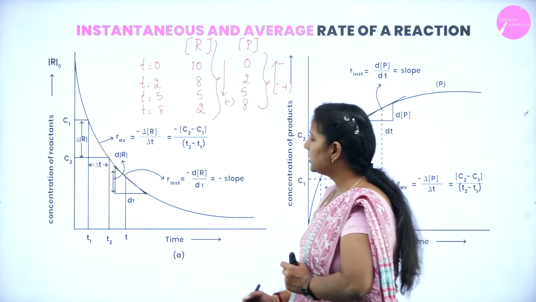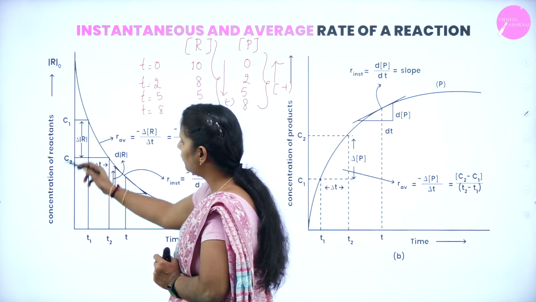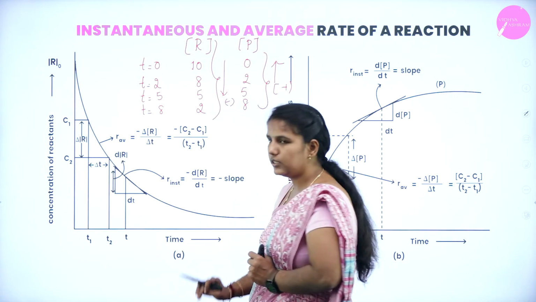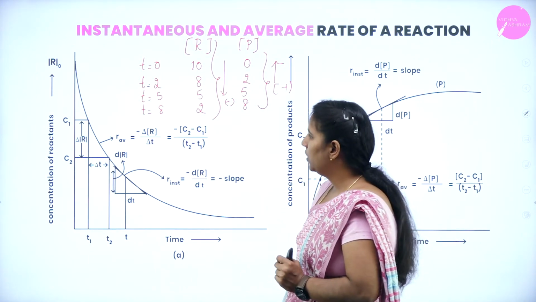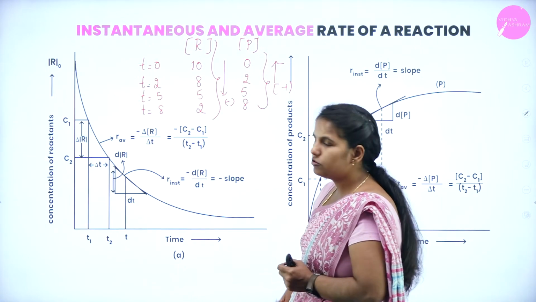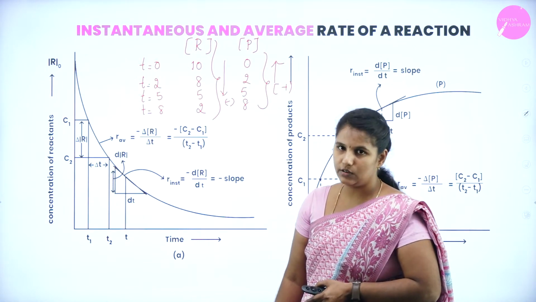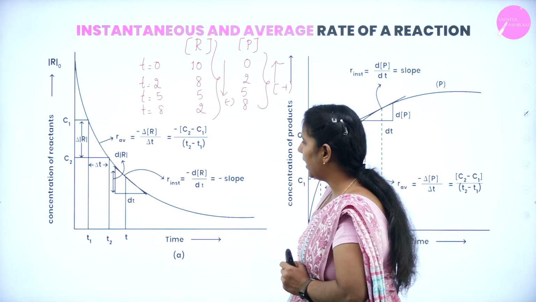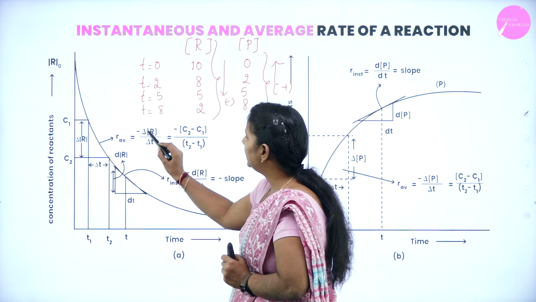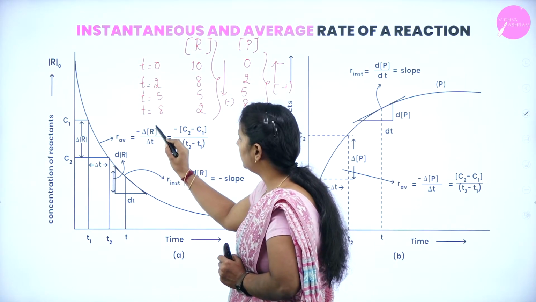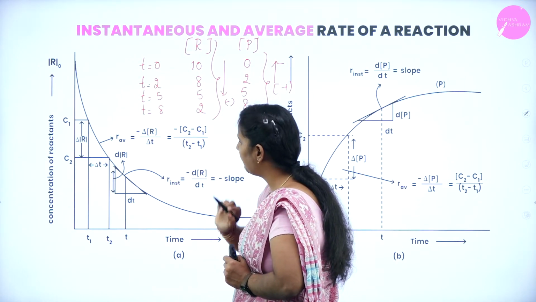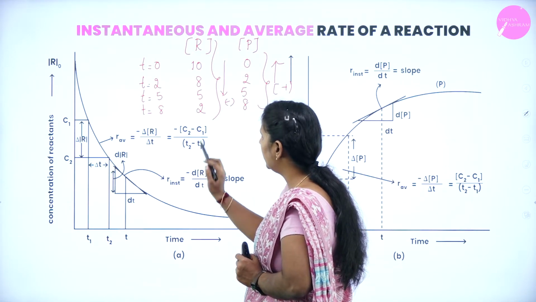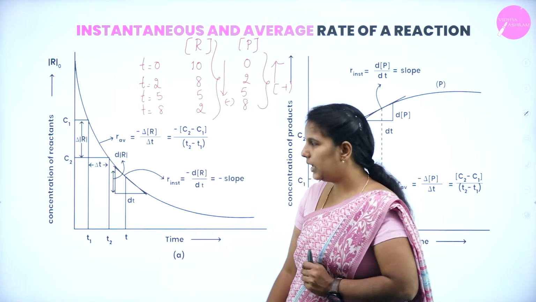Is it right? So that is why I have drawn the graph of the concentration of the reactant on the y-axis and the time on the x-axis. Now, how to determine the average rate of the reaction? The average rate of the reaction is obtained by minus change in concentration of the reactant divided by change in time, which is equal to C2 minus C1 divided by T2 minus T1.